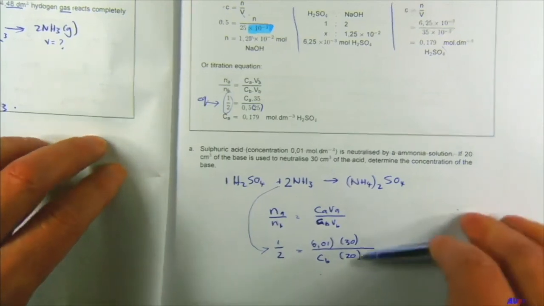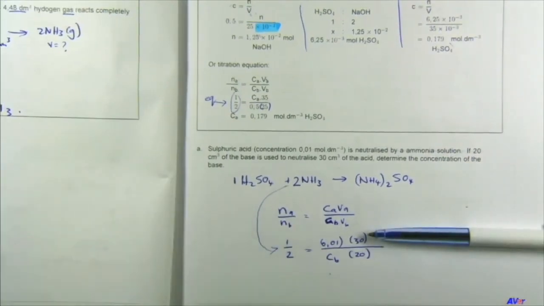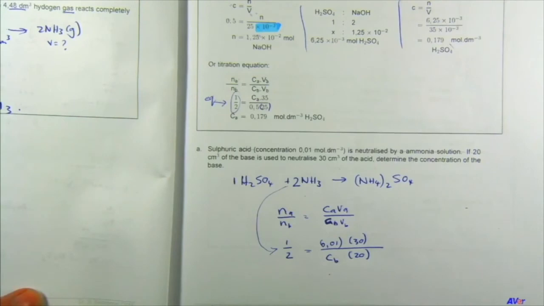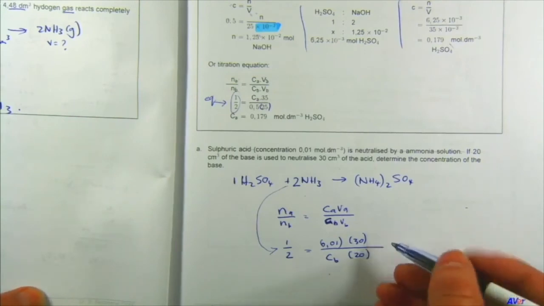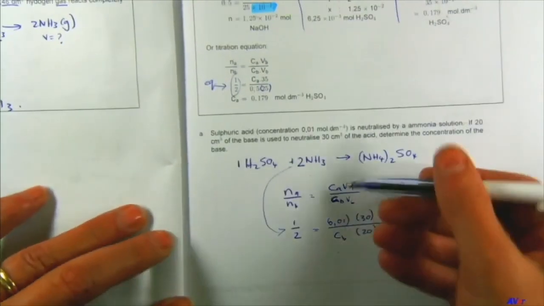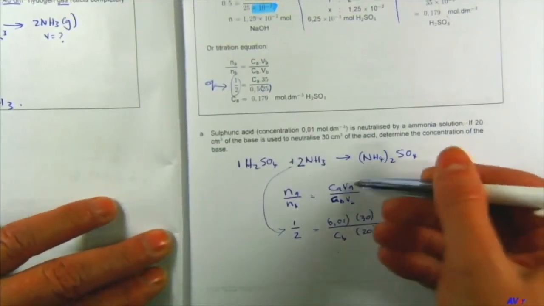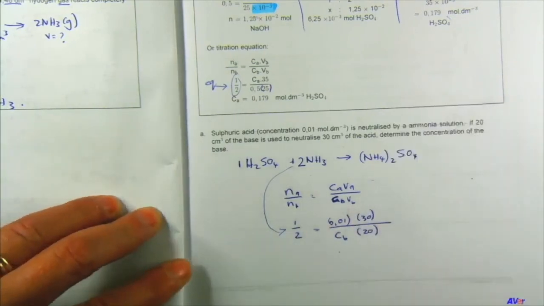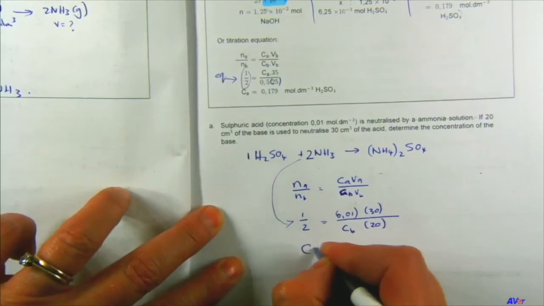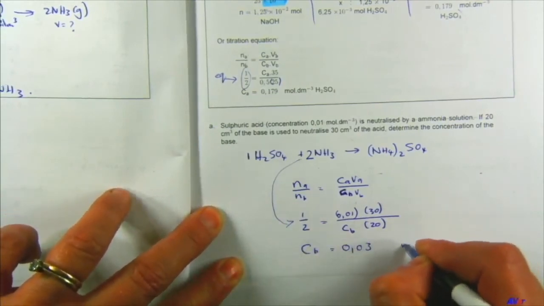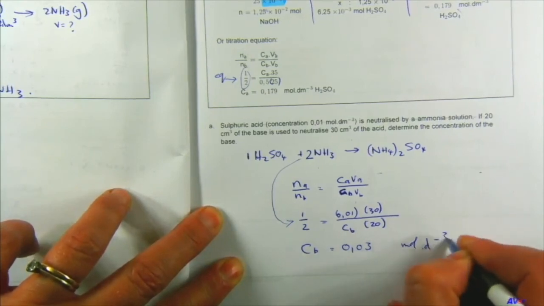Now, why can I use just 30 and 20? Didn't I need to put that into cube decimeters? No, because it's at the top and at the bottom, right? It would have been times 10 to the minus 3 at the top and at the bottom, and that would have cancelled out in any case. So here, because you've got volume at the top and at the bottom, you don't need to go to cube decimeters. They will cancel out in any case. Right, and then hopefully you get 0.03 moles per cube decimeter.